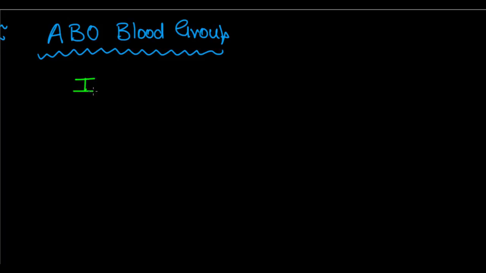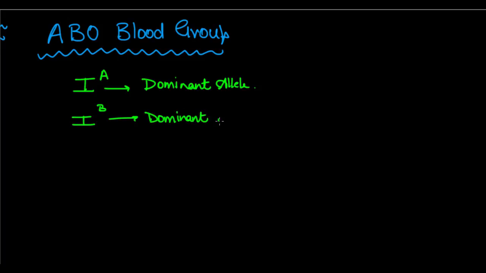One is a dominant allele, which is called IA, capital I with superscript A. Next is another dominant allele. As I told you, there is codominance. So there's another kind of dominant allele seen in blood, that is I superscript B. This is a dominant allele also. Lastly, we have one more allele which is recessive. It is shown with a lowercase i, and it is the recessive allele.